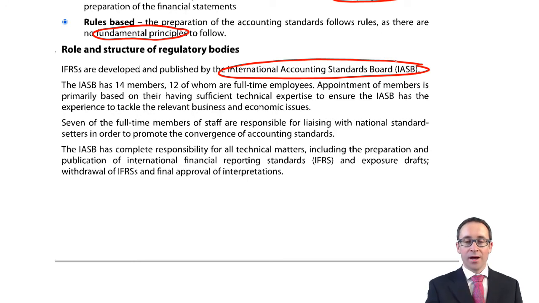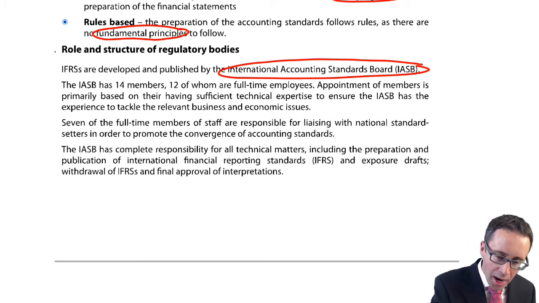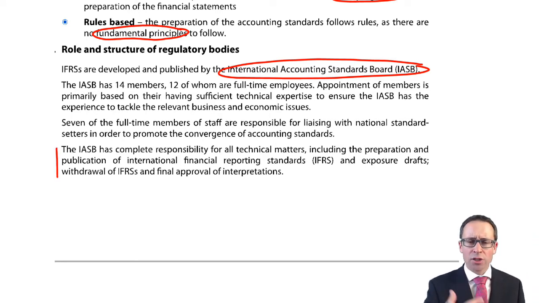It goes on there, talks about the number of members that we have. I've just put that in as factual correctness, to make sure that it is there, so I wouldn't worry too much about that. What I would be concerned about is what the IASB actually do.